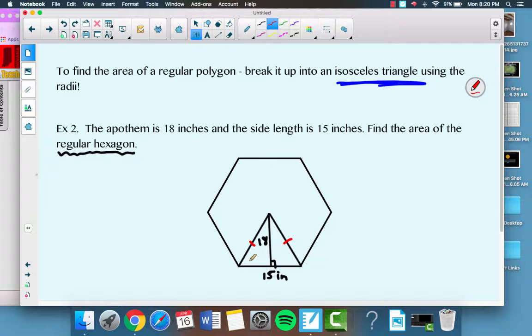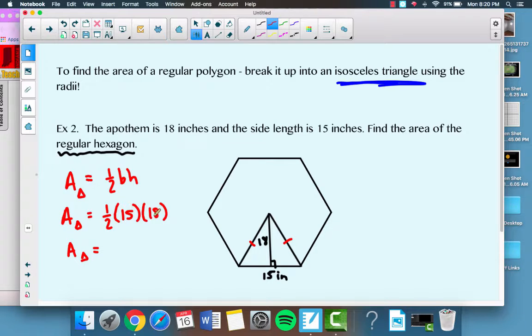And now all I have to do is find the area of this one shape and then multiply it by the number of triangles I could fit in this picture. So let's find the area of that triangle first. So the area of the triangle is 1/2 base times height. We should know that at this point. So the area of the triangle is equal to 1/2. The base is 15. And the height, or our apothem, is 18. So I can go ahead and multiply all of that together, and I get half of 18, that's 9. So 9 times 15, that's going to get us 135. So the area of the one triangle is 135 inches squared.